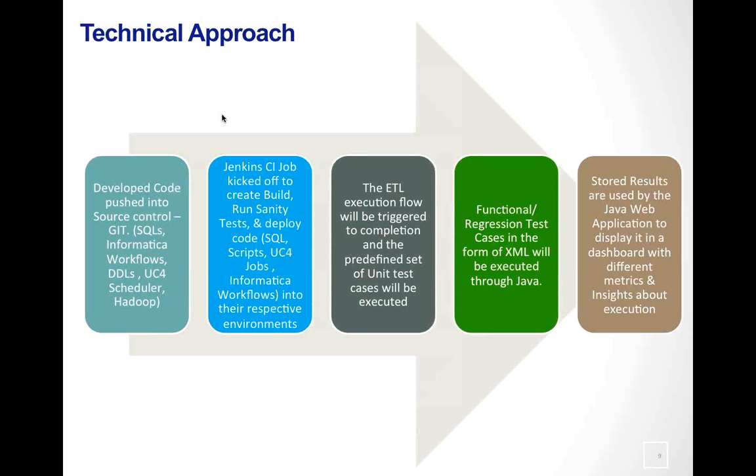This slide gives you in detail the various technologies that we used as part of our development. The code is basically pushed into the source control system, and as I mentioned earlier, Git is the source control system that we have leveraged. To give you a little overview of the kind of code that normally gets pushed in as part of our EDW, or enterprise data warehousing, development world, these could be SQLs, DDLs, Informatica workflows, UC4 schedulers, and also a few Hadoop related pieces of code.